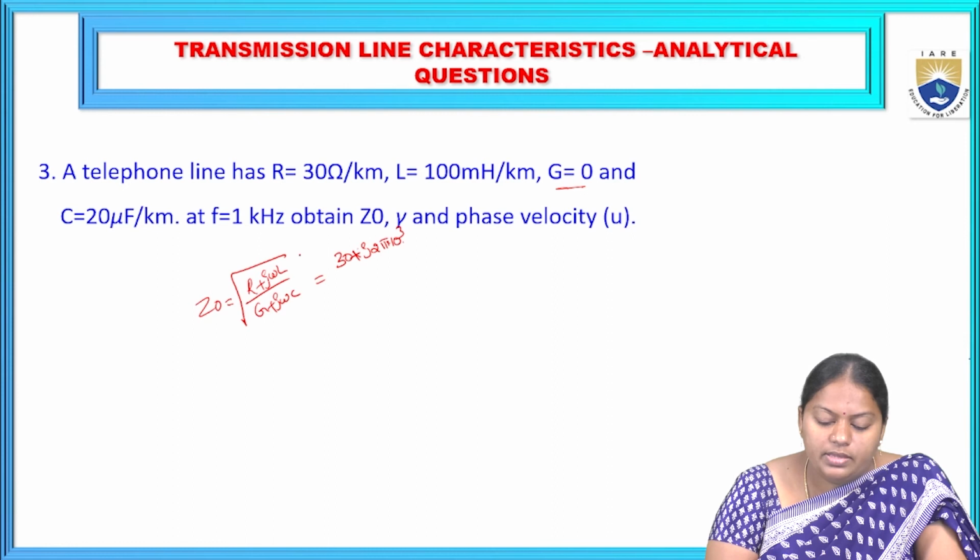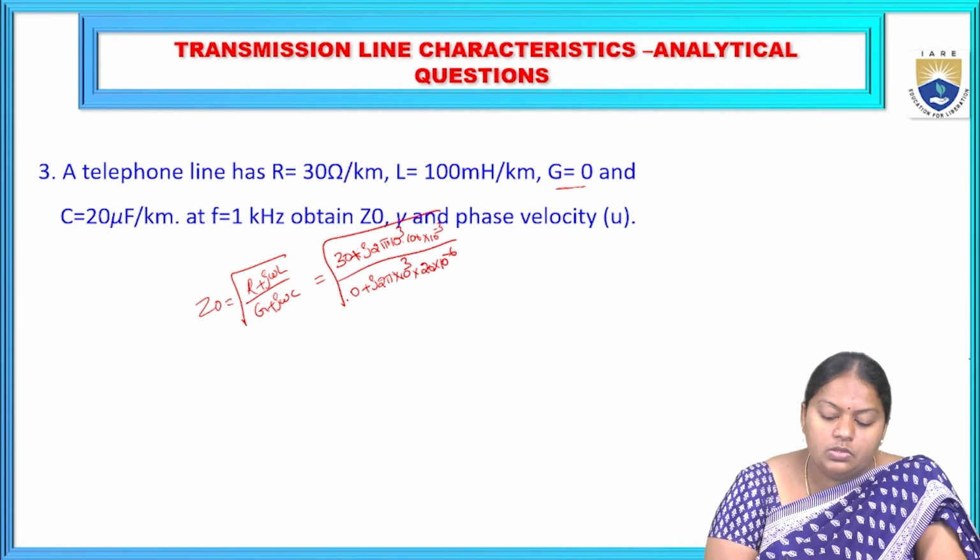L value is given as 100 into 10 power minus 3 henry, G value is 0, plus j into 2 pi into 1 kilo, that is 10 cube, and C value is given as 20 microfarads, that is 20 into 10 power minus 6 farads.